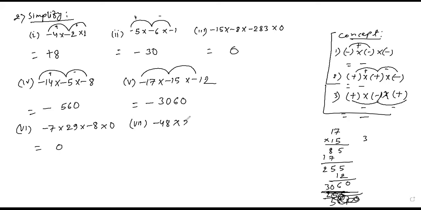So 48 into 20 into minus 1 into minus 5. Tell me. Okay, minus into plus is minus. Minus into minus is plus. Plus into minus is minus. Now 48 into 20. Sir, 960. Okay, 960 into 5. 4500. Is this answer 4500? No, sir. Sir, 960 into 5 is 4800. Okay. So this is the answer.